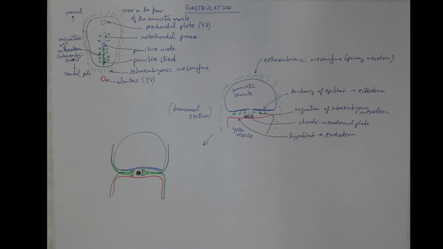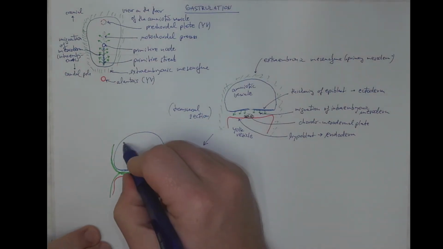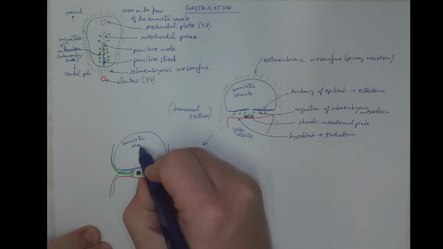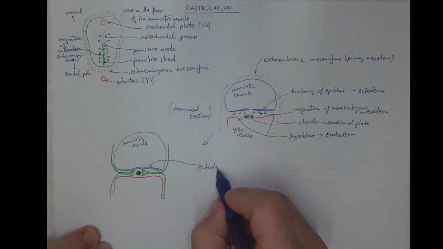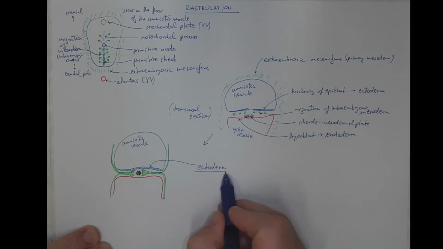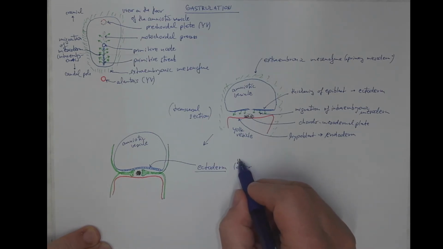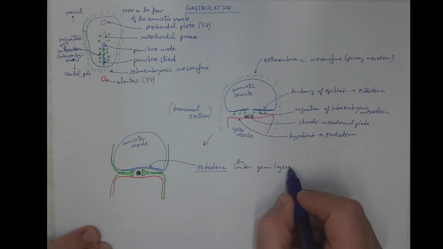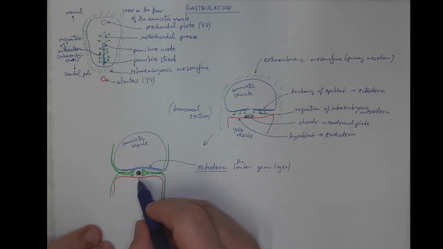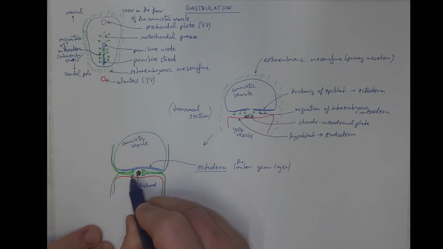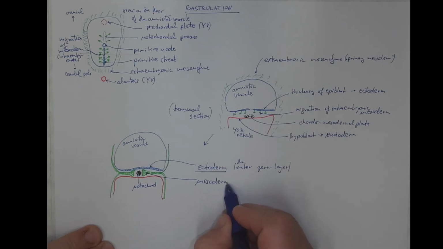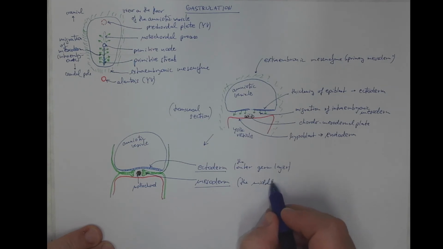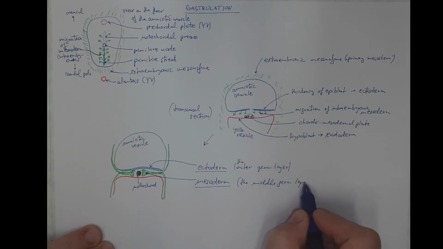So let's label the structures. The amniotic vesicle. Now we have the ectoderm, the first, the outer germ layer. Then we got the notochord here, on both sides of which the mesoderm, also known as the middle germ layer.